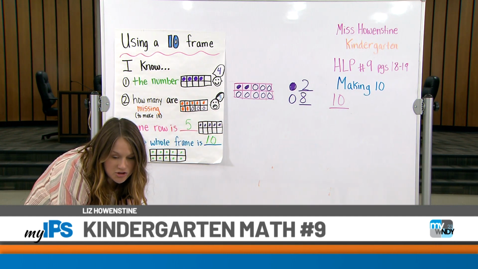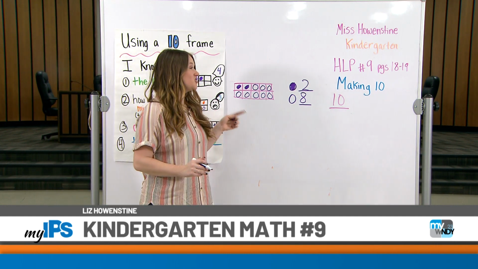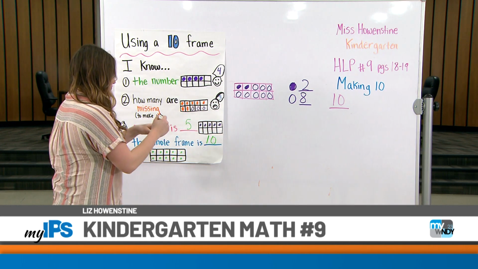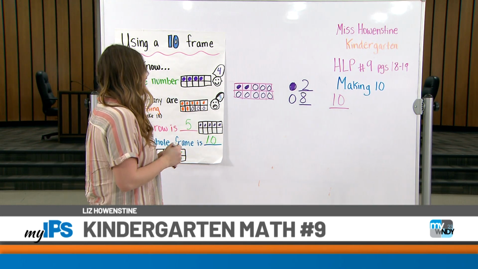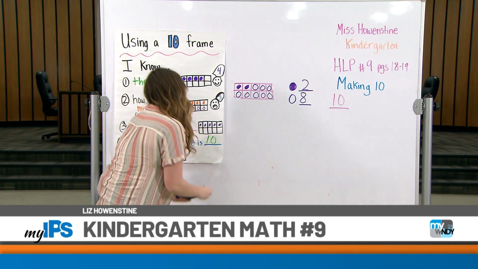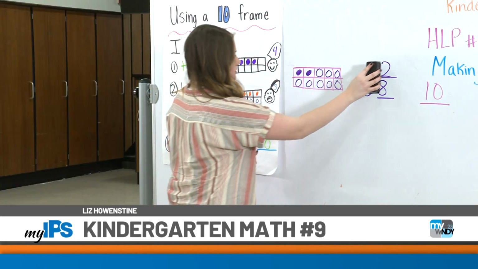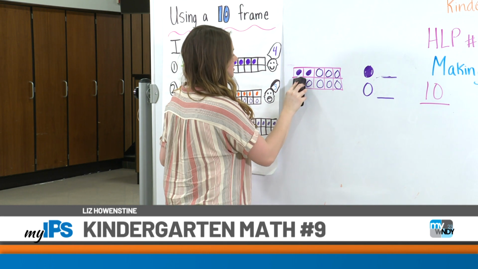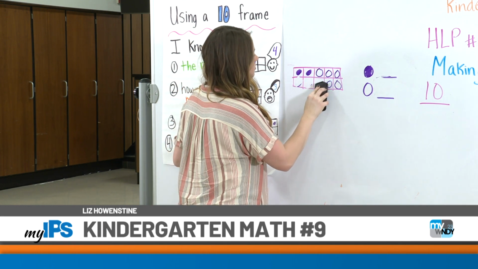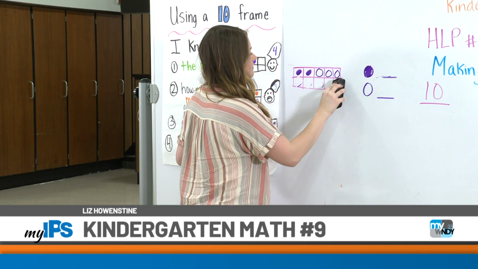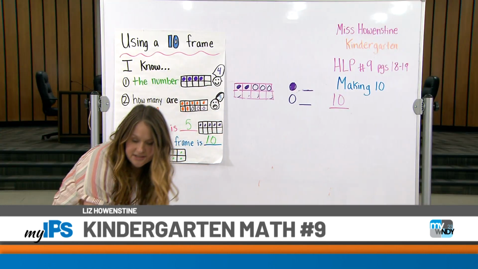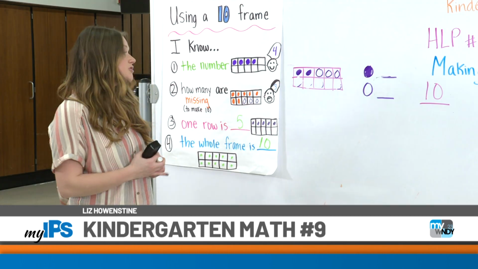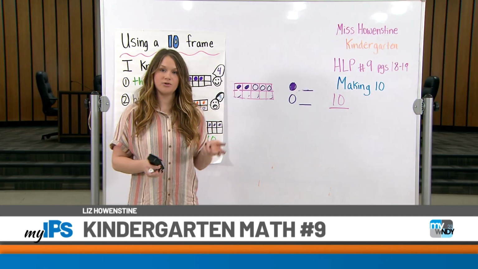So that will be what you're doing on page 18. Now page 19 is going to be sort of the same thing, but you are not going to be given any numbers right here. So you're going to do the same thing. You're just going to use what you know about 10 frames to fill it in. So pages 18 and 19 are the same. All you're going to have to do is fill in the missing circles.